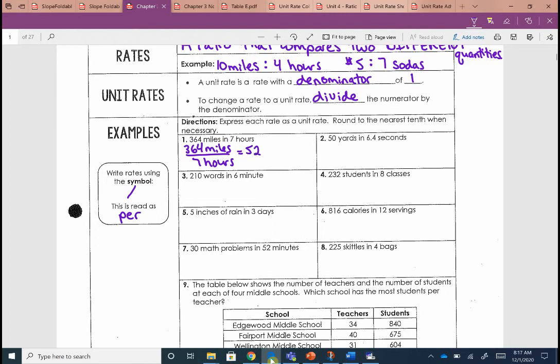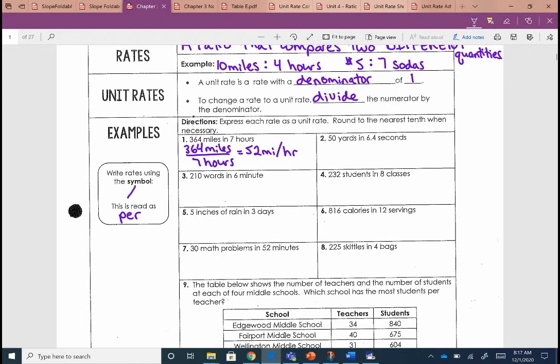So let's work with our slash. Let's work with our symbol. For "per," let's use the slash. So 52 miles per hour. That's more meaningful to me. Now I know how much I'm getting out of 1 hour instead of the whole big picture. So make sure we're using the slash, okay?